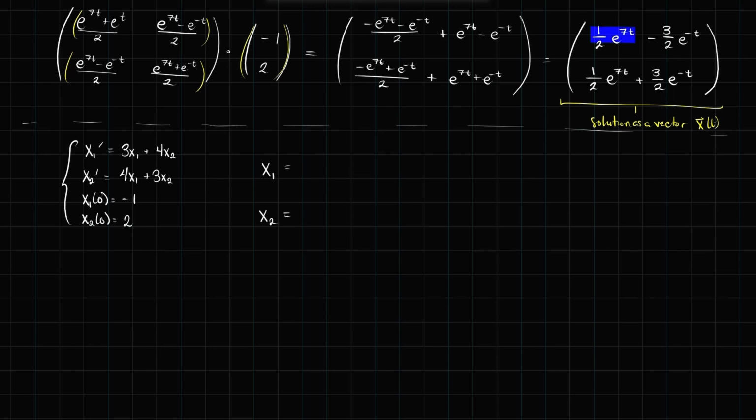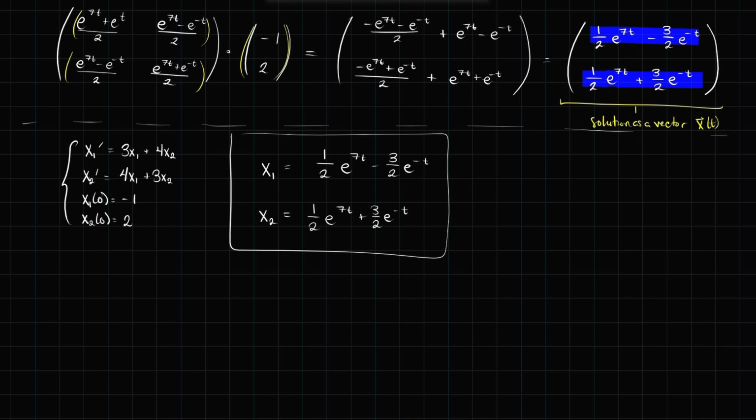Written like this, I just wanted an x1 and an x2, and all I need to do to extract those is read off the rows as x1 and x2. So reading off the top row, we find x1 was 1/2 e to the 7t minus 3/2 e to the -t. And the second row is 1/2 e to the 7t plus 3/2 e to the -t. This is the true solution to the original ODE I asked.